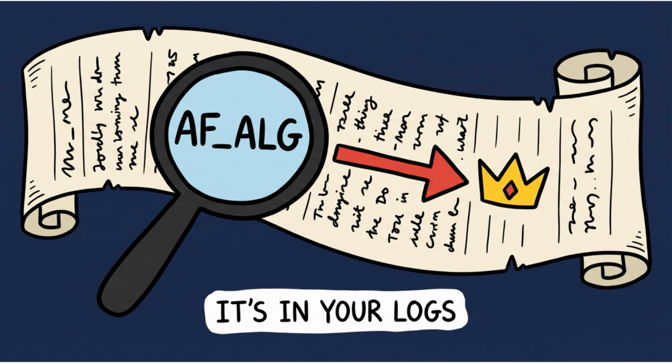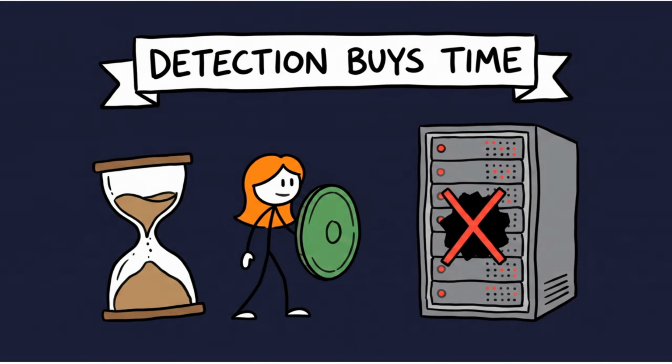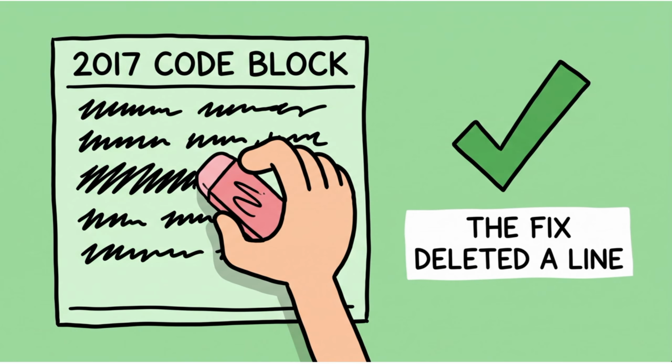Copy Fail is quiet, but it isn't invisible. The signs are there, in your logs, if you know to look. An unprivileged process reaching for AF_ALG, an unexpected jump to root. A trusted binary behaving in an untrusted way. Detection here is about watching for the impossible. A user who shouldn't have power suddenly having it.